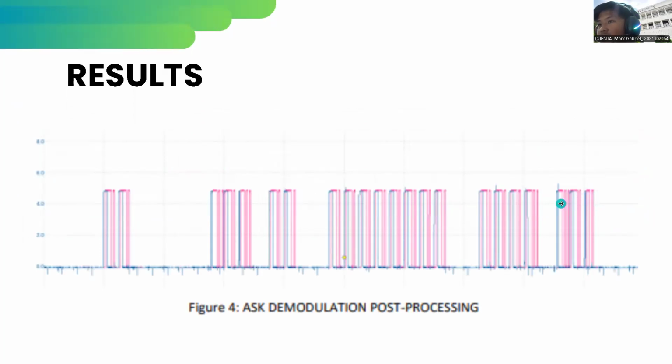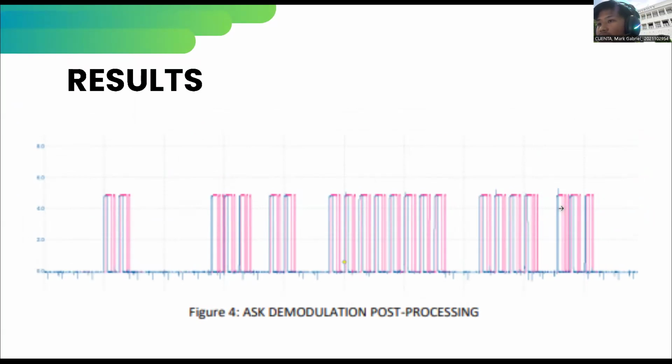Next, the ASK demodulation post-processing. This figure shows the ASK demodulation post-processing output, wherein the pulse represents the recovered digital data. This shows that the original transmitted information was successfully recovered after the demodulation.